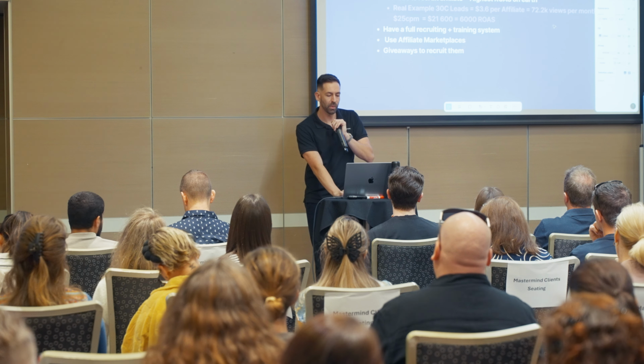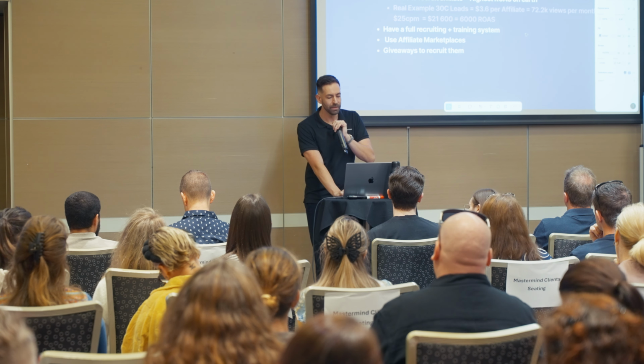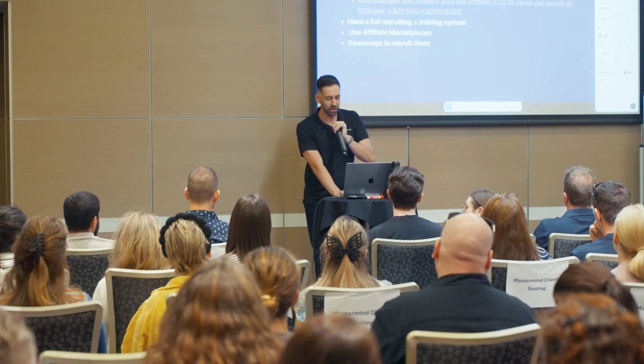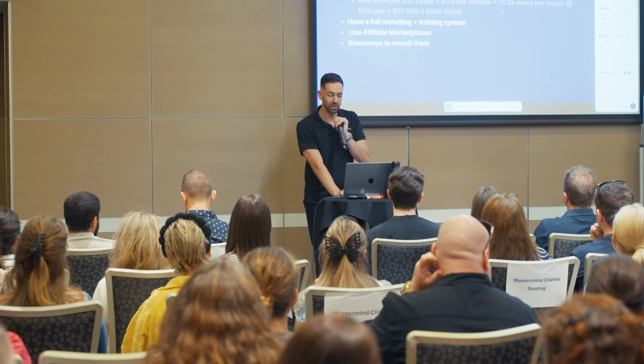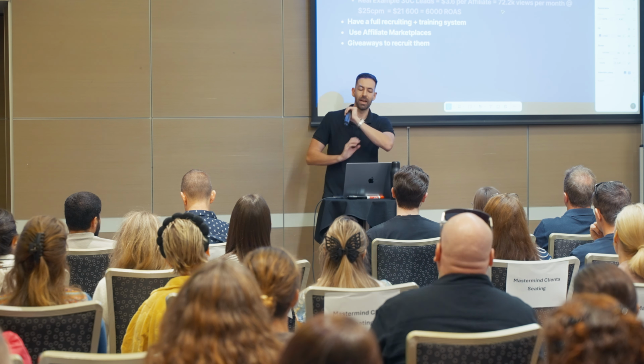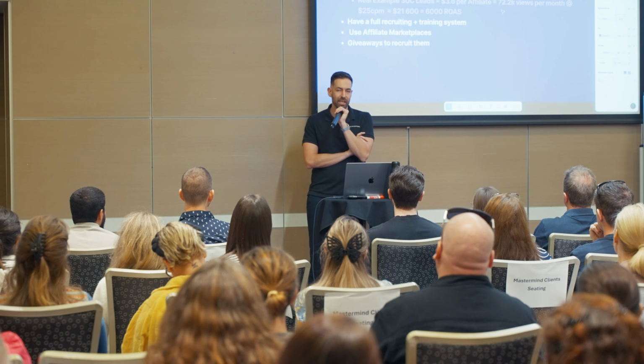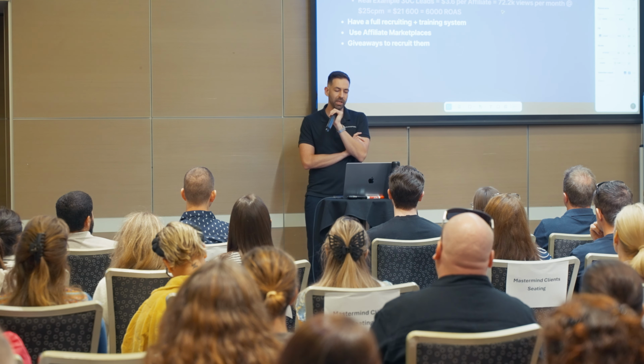And if you divide 1.2 billion by 12, and then of course by 1,500 affiliates, you're getting about 72,000 views per affiliate per month. And so if that's at a $25 CPM, that's $21,000 in ad spend we get for $3.60.